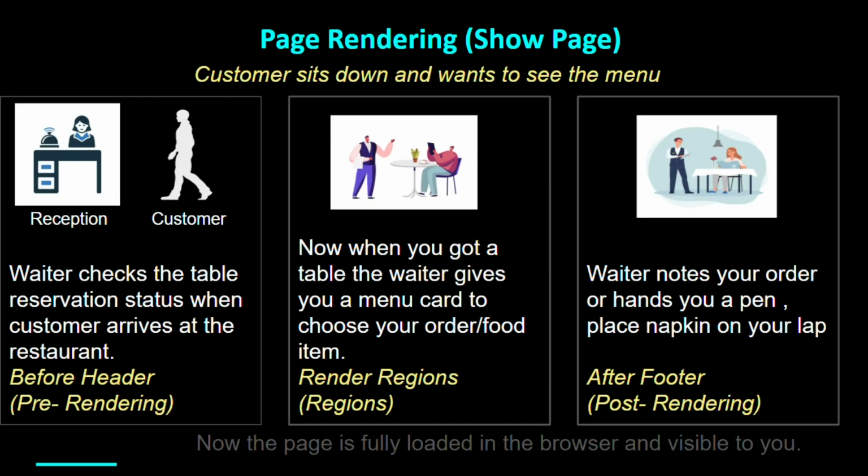While rendering the regions, the waiter brings a beautiful menu card neatly laid out with an appetizers section, a main section, and a dessert section. And after footer, which is post rendering, the waiter hands you a pen, places a napkin on your lap, and sets back. The menu is now fully visible and ready for you, just like a fully loaded page in the web browser.